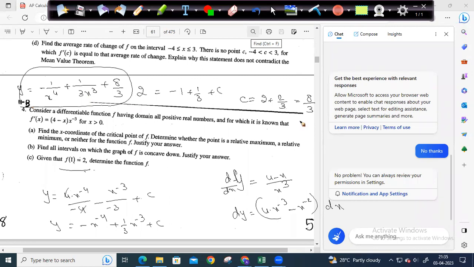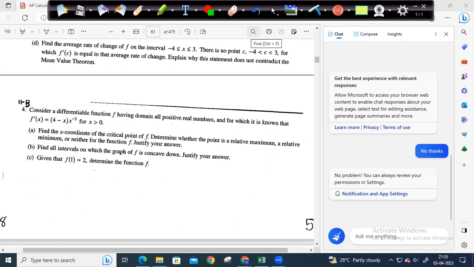I hope everyone can hear me. So this is the way you'll find it. They just give f dash x. Use your differentiation and you'll be able to find the answer here.